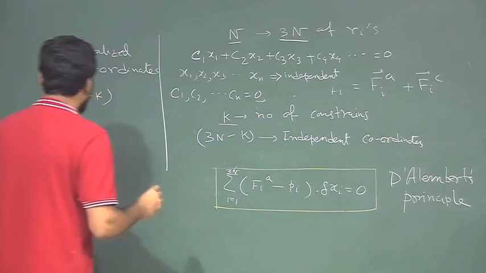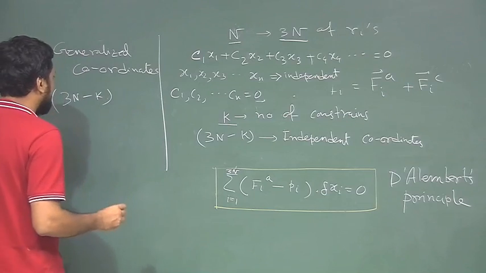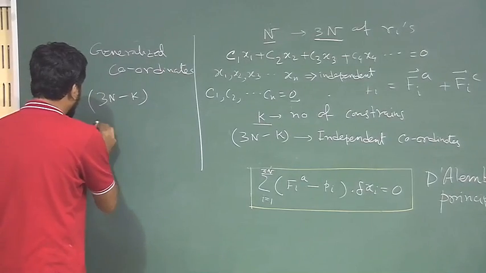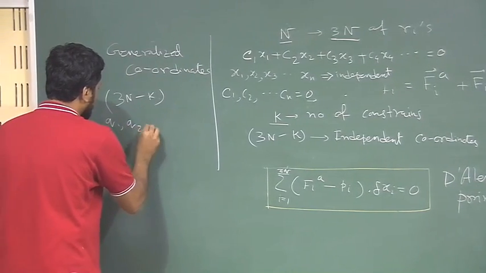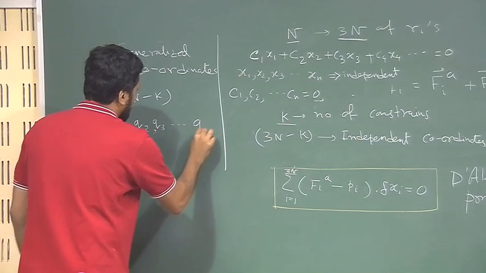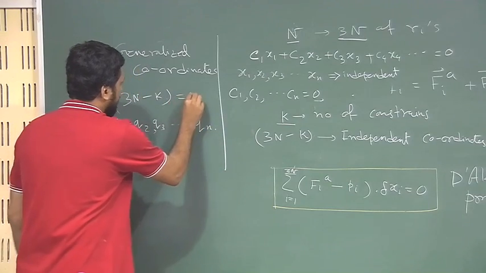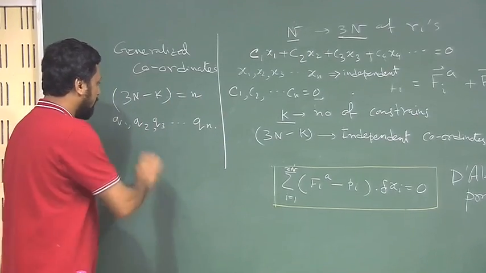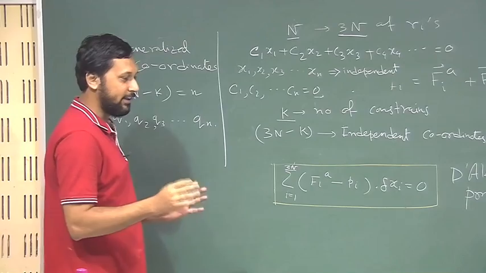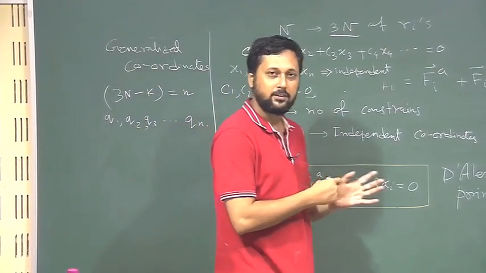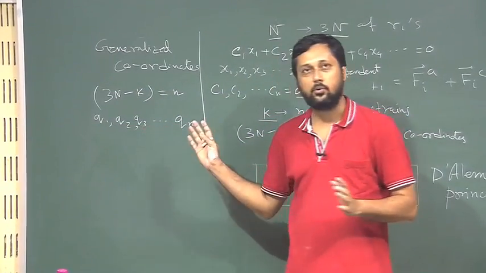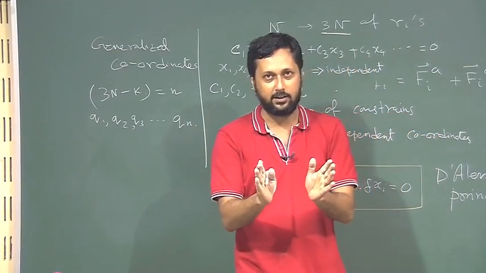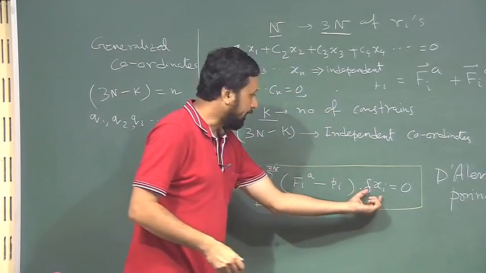What I am trying to tell you is that, let us say there are 3n minus k number of coordinates. Let us call this number small n, and we call them q1, q2, q3 up to qn. So, these are the independent coordinates. It is not that they can be defined just like that. I cannot just say, okay, this is one coordinate, that is one coordinate. There has to be some relation with the existing non-independent coordinate system.